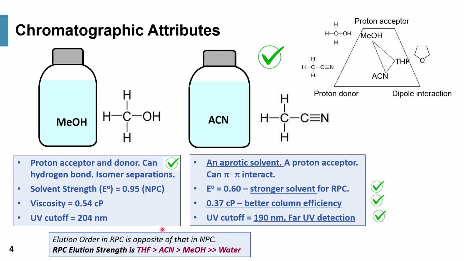I think the UV cutoff is pretty significant where acetonitrile can go down all the way to 190 and therefore support a more universal UV detection even at 190 when paired with a transparent mobile phase A. Want to mention on the reverse phase the eluotropic strength. THF is higher than acetonitrile, which is higher than methanol and much, much higher than water under the reverse phase condition.